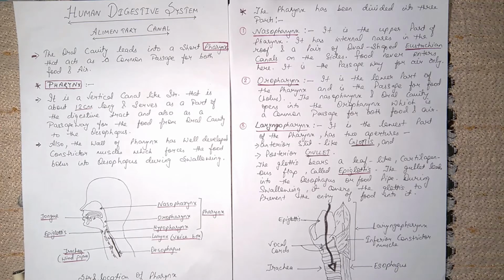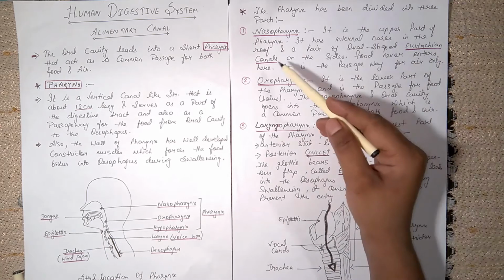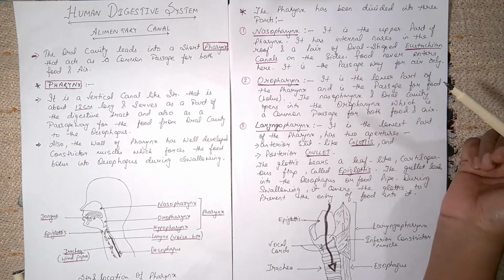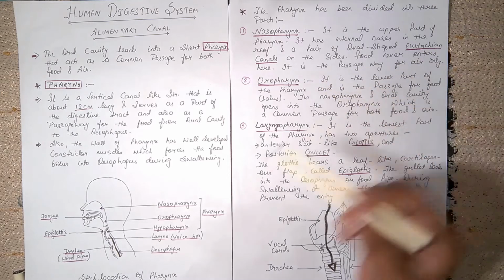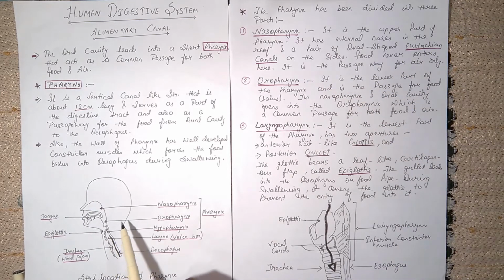Now as you can see from the diagram, the pharynx has been divided into three main portions, and the nasopharynx is located here. It is the upper part of the pharynx and it has internal nares in the roof and a pair of oval shaped eustachian canals on the sides, and food never enters here. It is the passage for only air.